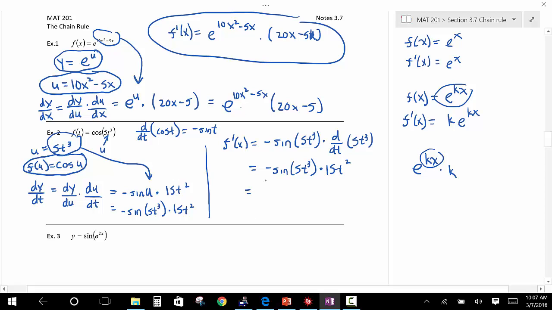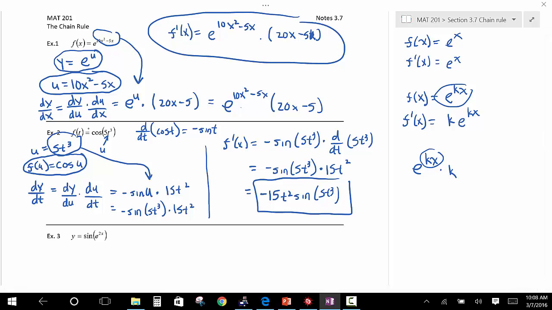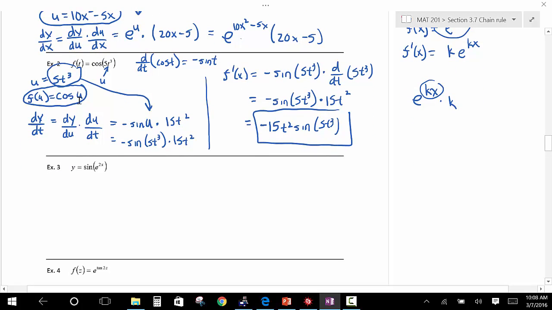Put things in front of trig functions because it looks better. Probably the best way to write this answer is negative 15 t to the second sine 5t to the third, like that. So again, when you're doing a derivative of a trig function, it's whatever that derivative is times the derivative of that inside part. That's the idea. Okay? All right, does that look okay? So we're extending the basic derivative rules to a more general thing, and that's what the chain rule basically allows you to do. From now on, I'm just doing the second method.